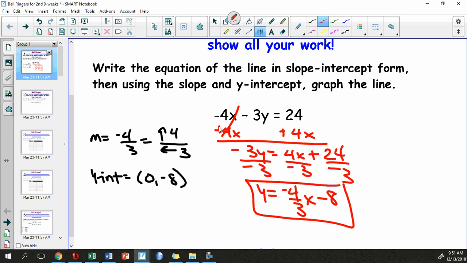So if I were to graph this, I'm going to start down here at negative 8. And then I'm going to rise up 4 units, 1, 2, 3, 4. And I'm going to go to the left 1, 2, 3 units, and that's going to put me here. So there is my line.